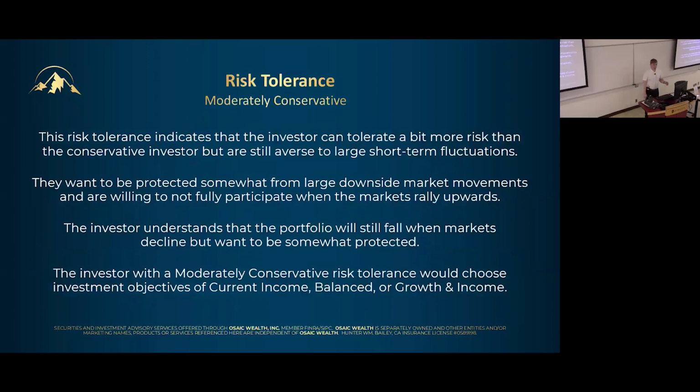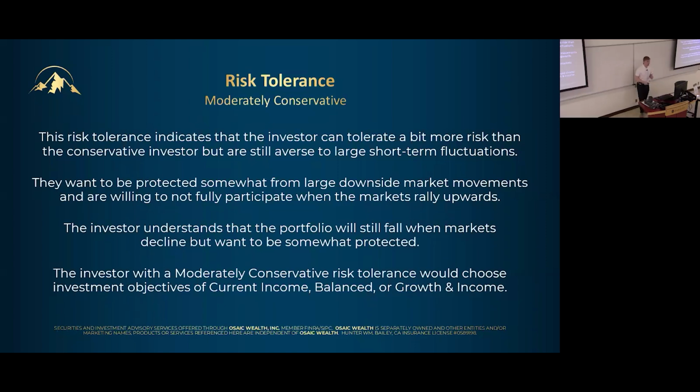Moving up, we get to moderately conservative, so a little bit less conservative. This risk tolerance indicates that the investor can tolerate a bit more market risk than the conservative investor, but is still averse to large short-term fluctuations. They want to be protected somewhat from large downside market movements and are willing to not fully participate when the markets rally upwards. This is sounding, again, very much like a balanced portfolio, maybe even a more conservative growth and income. It really just depends on what we're constructing.